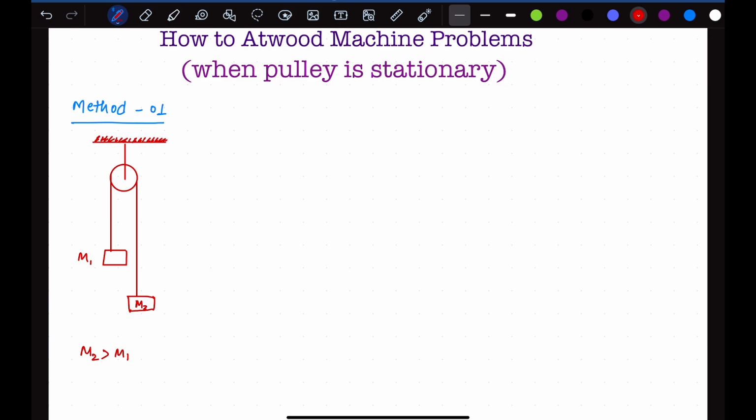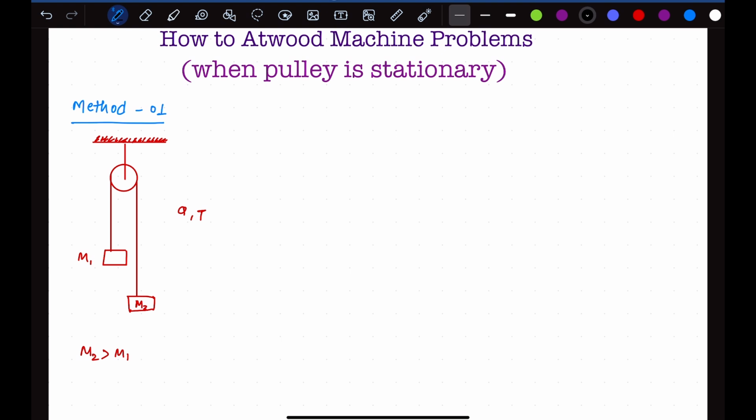Hi students, so here we are going to talk about how to solve an Atwood machine problem where the pulley is stationary. One usual method is that you take the individual objects' FBD and then find the acceleration and the tension from there. Let's solve using that method, and then we will also see a shortcut method.